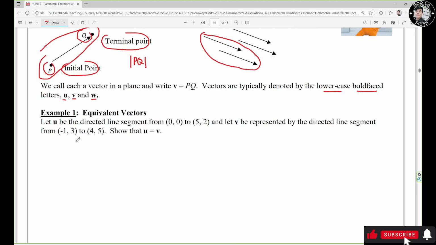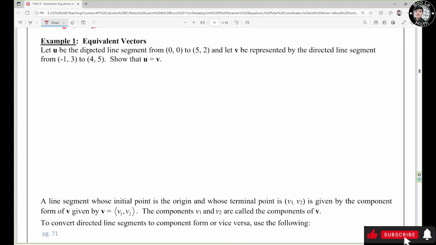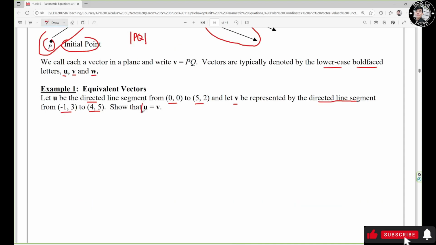Alright, let's take a look at the first example. Let u be the directed line segment from (0, 0) to (5, 2), and let v be represented by the directed line segment from (-1, 3) to (4, 5). Show that vector u is equivalent to vector v. To show that, you need to show that the direction and the magnitudes are the same. Direction is the same thing as the slope.